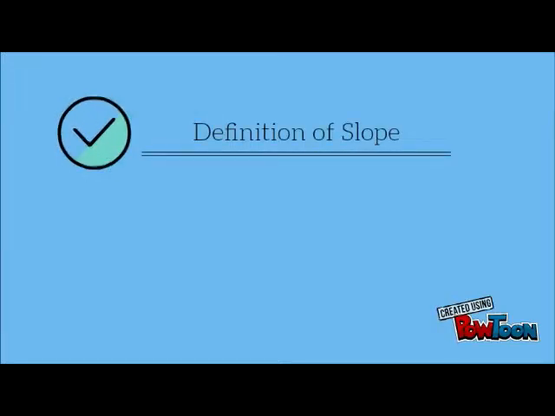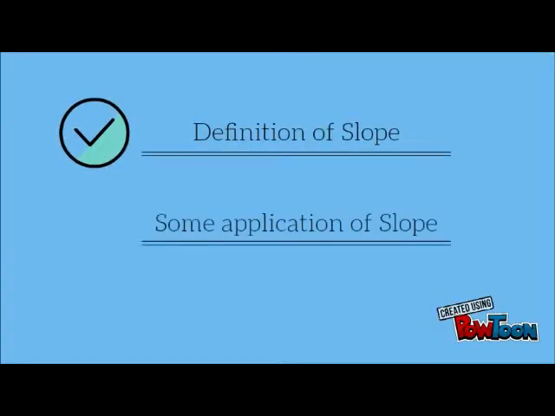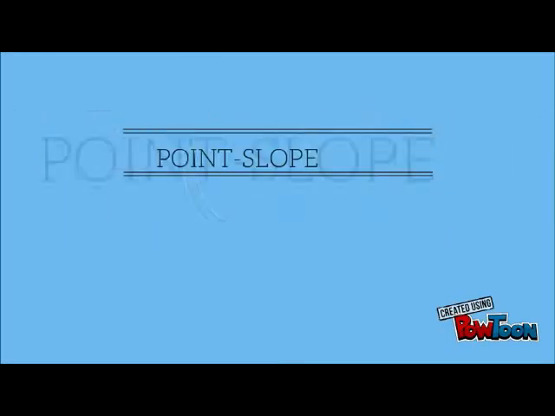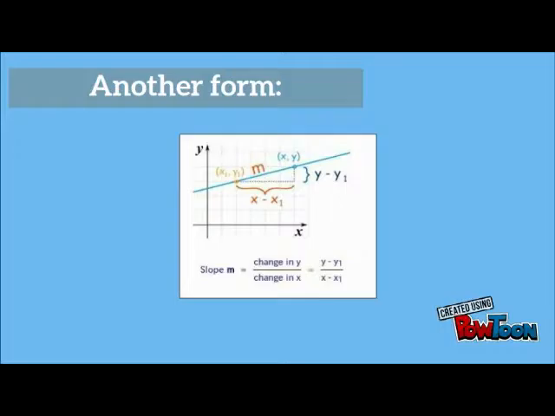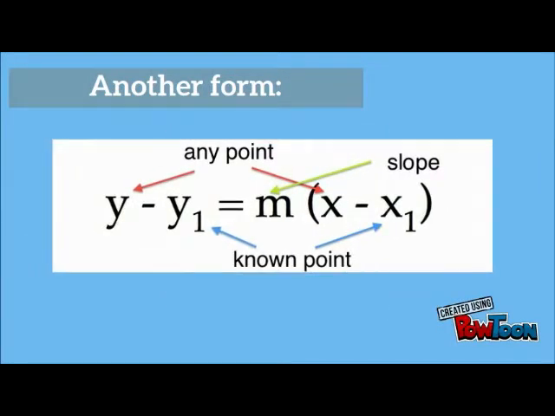In previous discussion, we have already defined what slope is all about. We have already mentioned some of the applications of the word slope. Another form is what you call the point-slope form, where the slope and a point on its graph are given. But it is easier when you use another form, which is y minus y sub 1 equals m times x minus x sub 1.